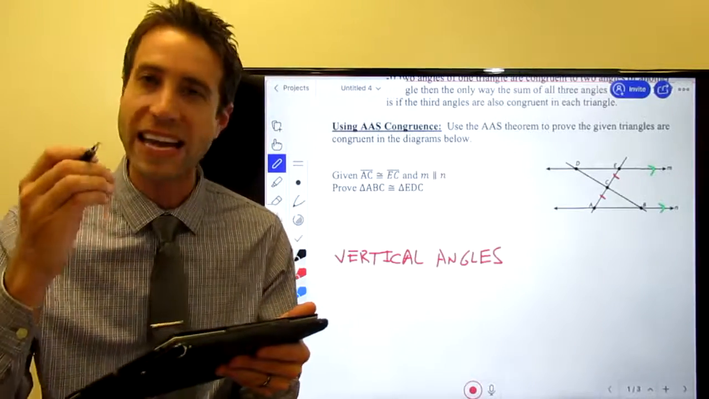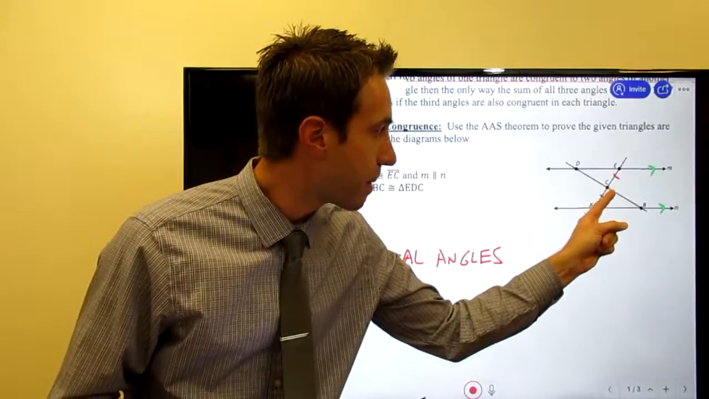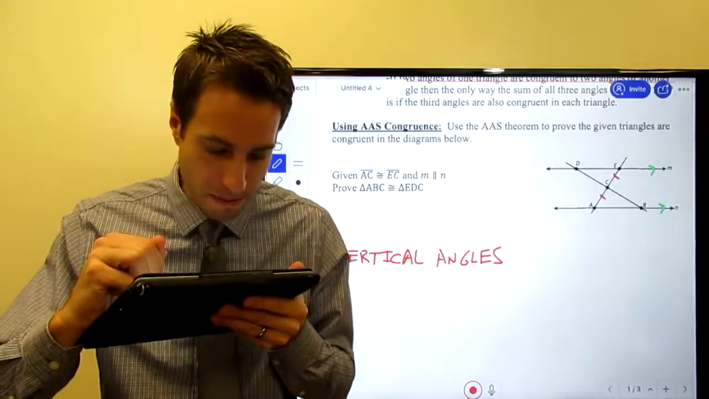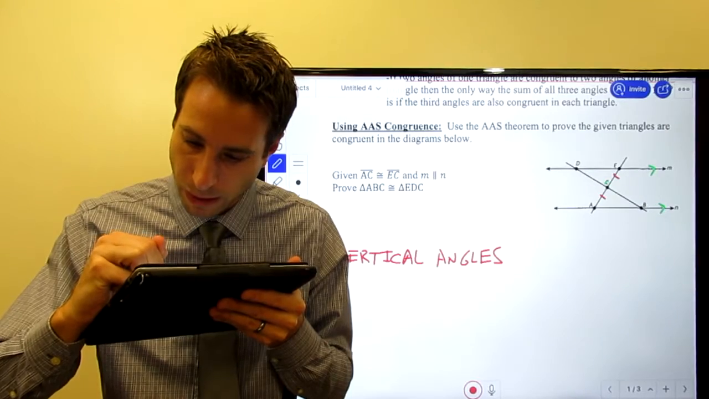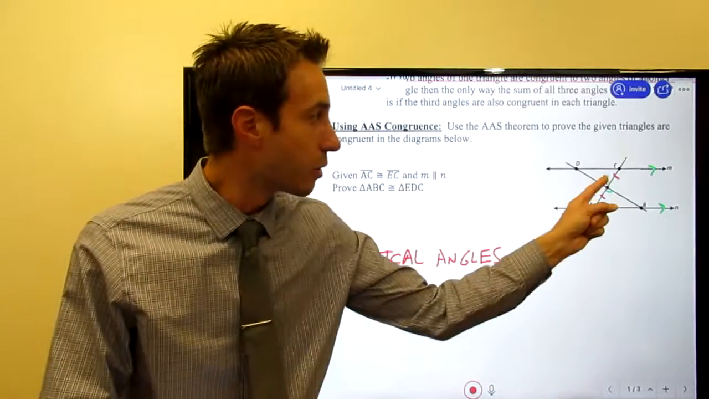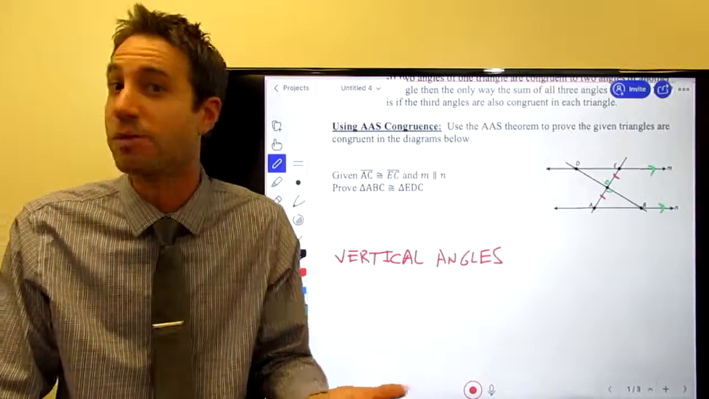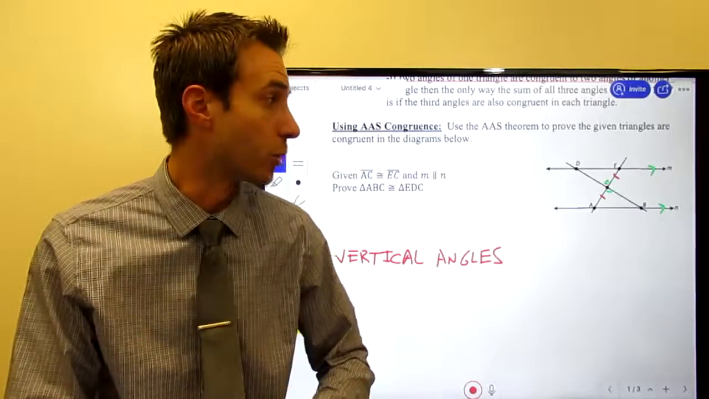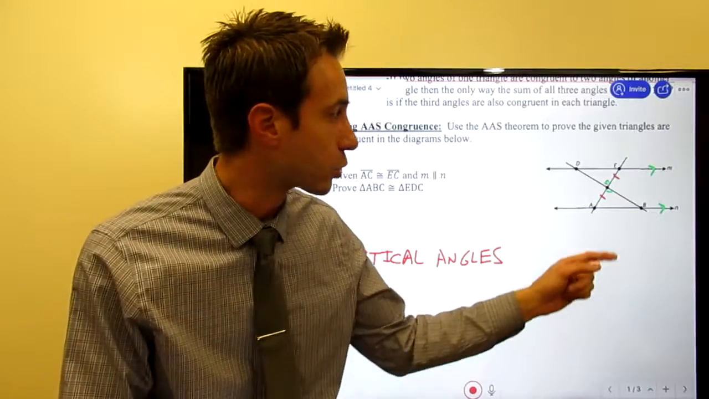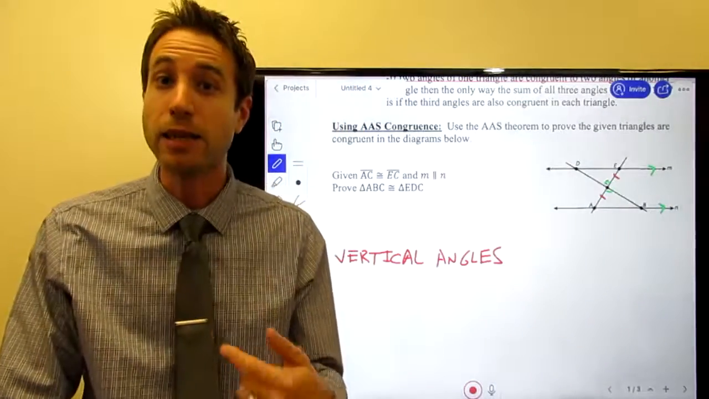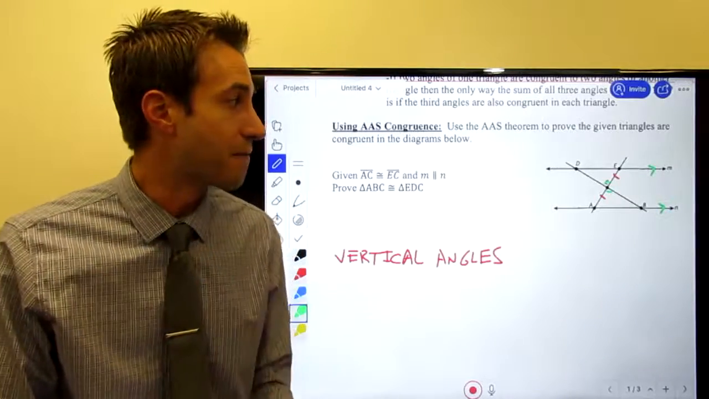So right away, here's what I know. I have a pair of vertical angles right there, which means they must be congruent. So let me put my little arcs right in there. I know that those two angles have to be the same. They're vertical angles. The theorem says vertical angles are congruent. Okay, we're off to a great start. Here's what I've got. I've got an angle and I've got a side. I need another angle.